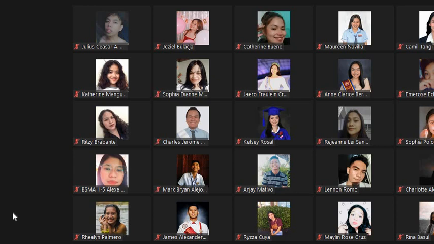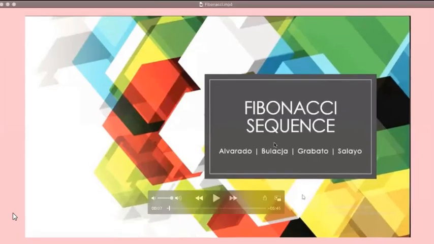Okay, let's have now one of the famous types of patterns. We have the Fibonacci sequence. Okay, ready na? Kita na po? Yes, we can see it now.